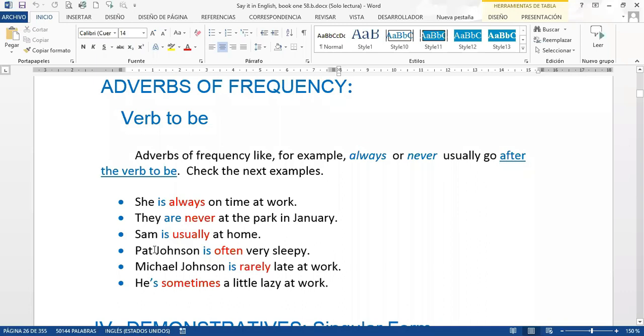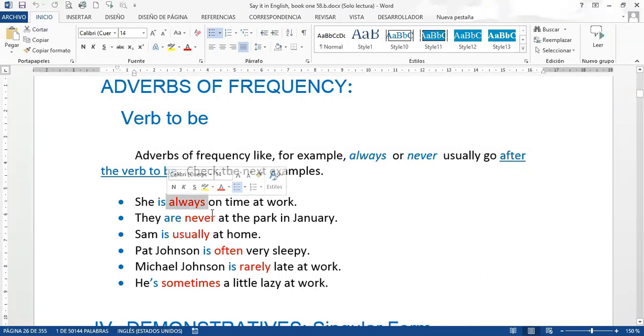Sam is usually at home. Pat Johnson is often very sleepy. Michael Johnson is rarely late at work. He's sometimes a little crazy at work. So we have always, never, usually, often, rarely, and sometimes.